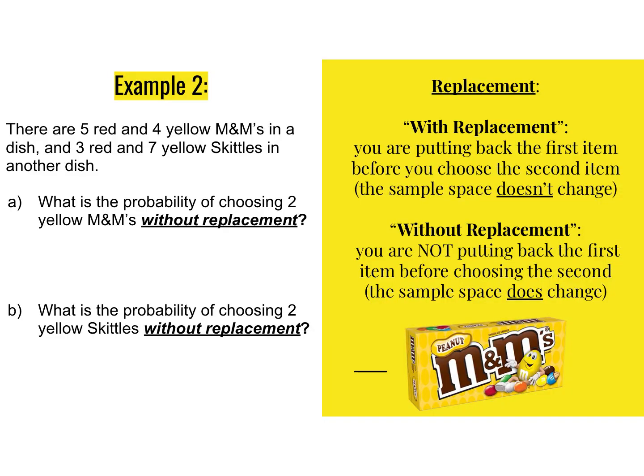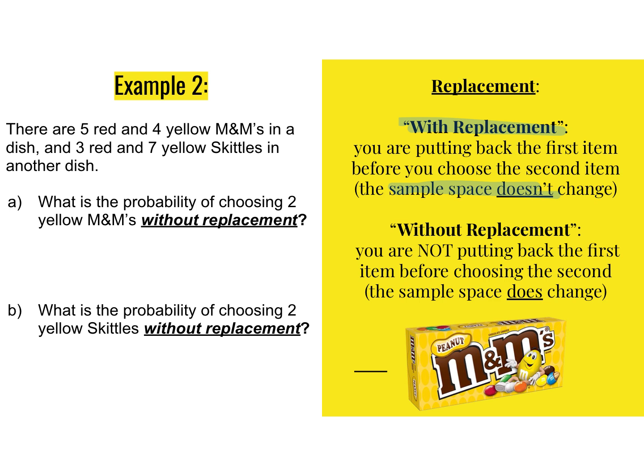Alrighty, let's look at our next one here. So now we're going to look at these 2 different keywords here on the right. The first one is with replacement, and what that tells us is you are going to put something back. So let's say you're taking something out of a jar, you're reading it, you're putting it back in the jar. The sample space or the total does not change.